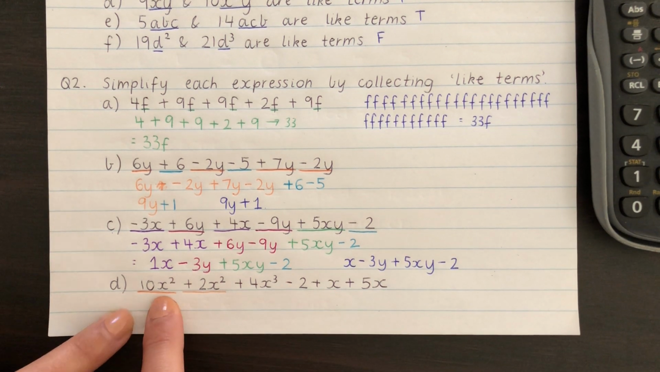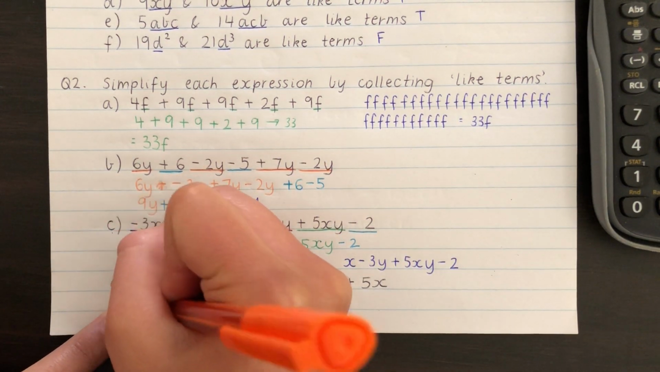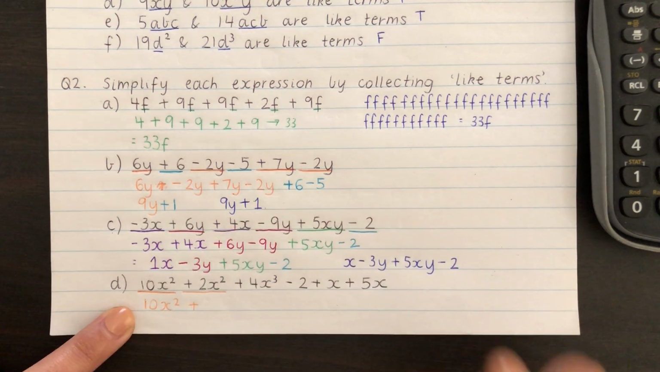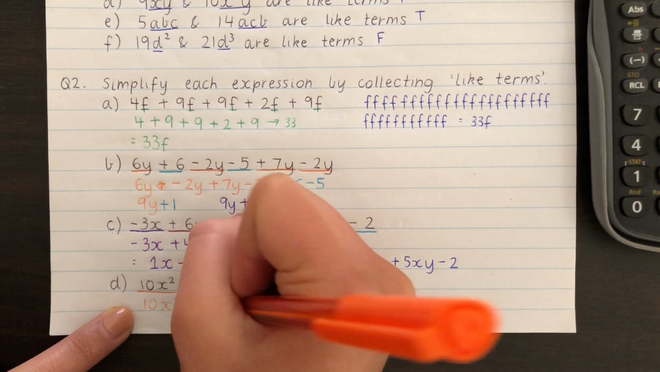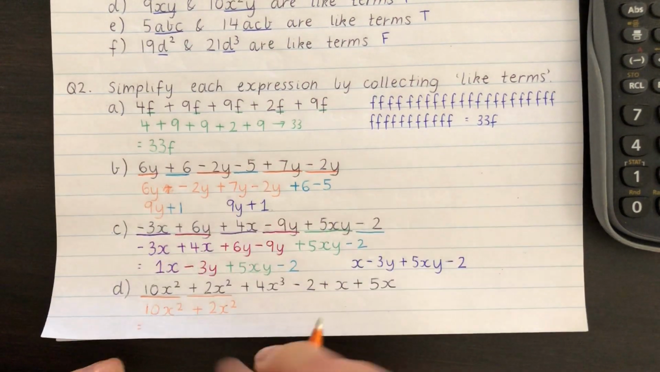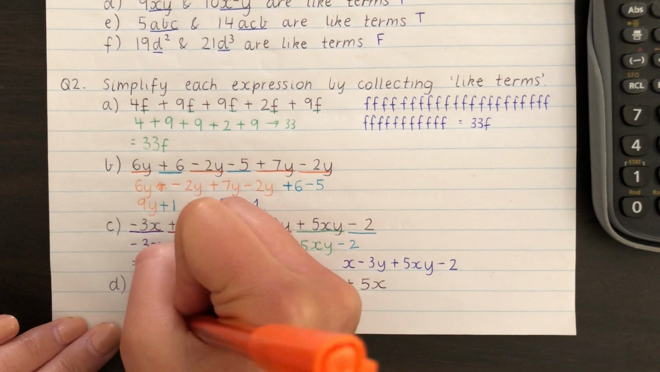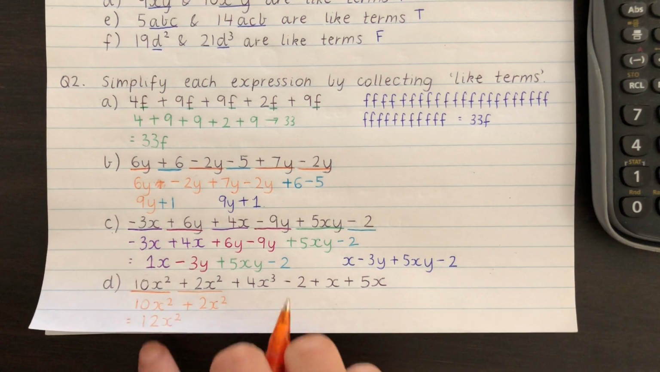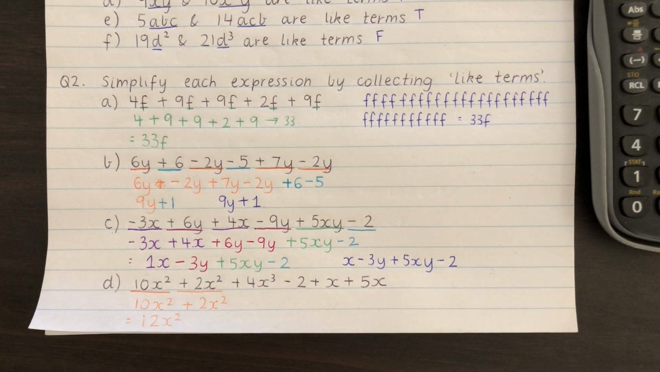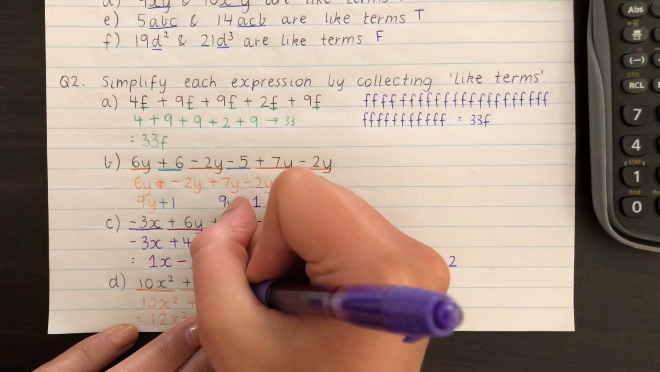So we've got 10x squared plus 2x squared. What is 10 plus 2? Well, it's 12. So that gives me an answer of 12x squared. Next colour, let's take our purple and we'll underline our x to the power of 3's.